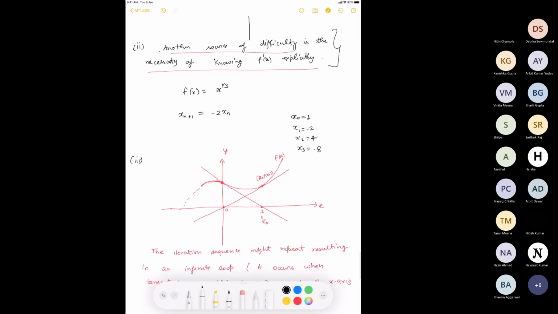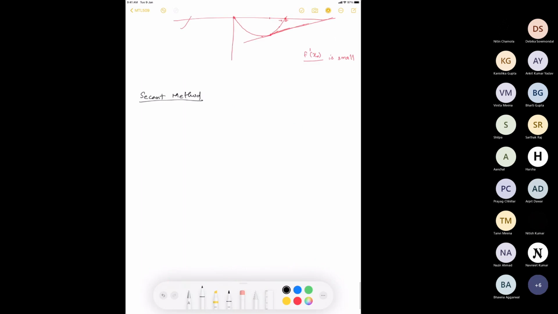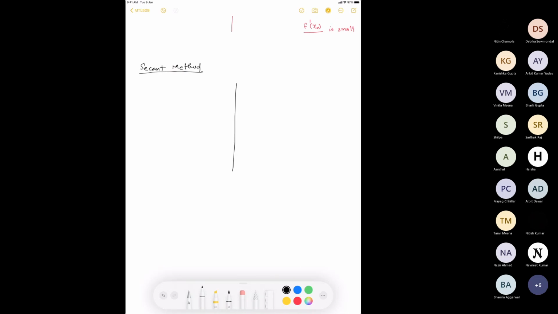So the next method which we are going to see, there we do not require to compute the derivative of f. We can just work with f itself and get a better convergence than the bisection method. This is the secant method, and I will try to explain it geometrically, the underlying idea behind this method. It is very similar to Newton's method, but of course we have to somehow get away with the derivative of f in the expression, right?